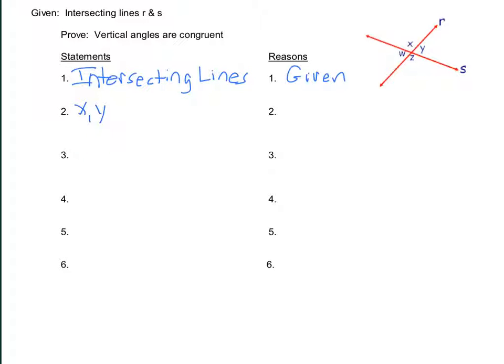X, y are supplementary, and that's because linear pairs are supplementary. I'm going to abbreviate. Hope you're okay with that. In the same step, because it's the same reason, we want to pick two more angles representing a linear pair using one of these two letters.